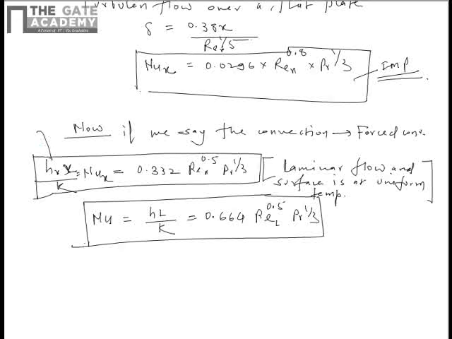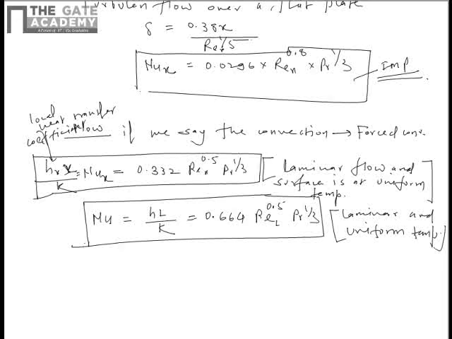This h x is nothing but the local heat transfer coefficient. And this is when the flow is laminar and surface is at uniform temperature.